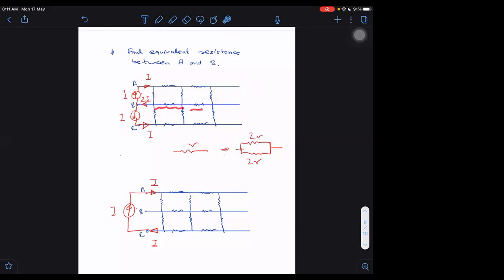And the lower part also contains 2R, 2R, 2R, and so on. So this 2I which is coming in distributes into I and I, I separately from above and I separately from below. So I can split this network into two parts. That is the advantage of doing this.